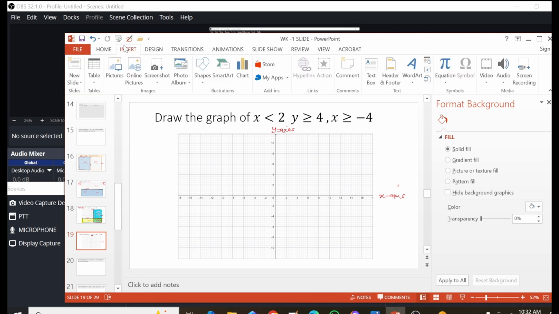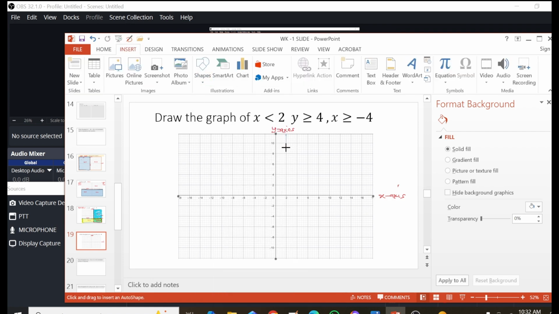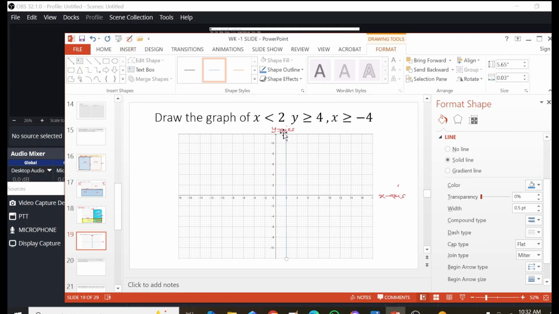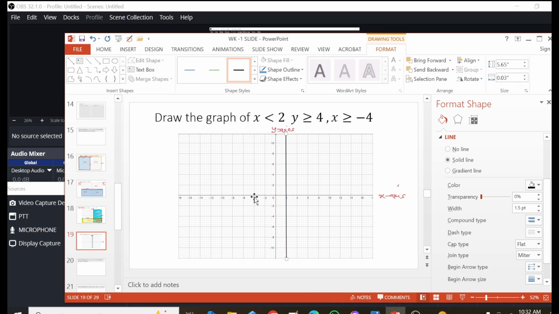So let's pick a line along that region. Let me put where x is equal to 2. And remember, x is strictly less than 2. If x is strictly less than 2, the line is going to be a broken line. So let's change it to a broken line. x equals 2 is going to be a vertical line that will be parallel to the y-axis.